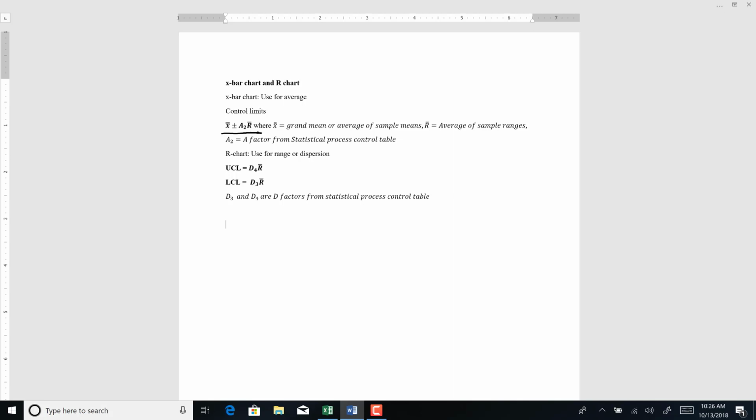For R chart, the upper control limit is given by D4 R bar, and the lower control limit is given by D3 R bar, and D3 and D4 are again factors from the statistical process control table. So we will try to solve a problem on this and see how we can use these formulas.